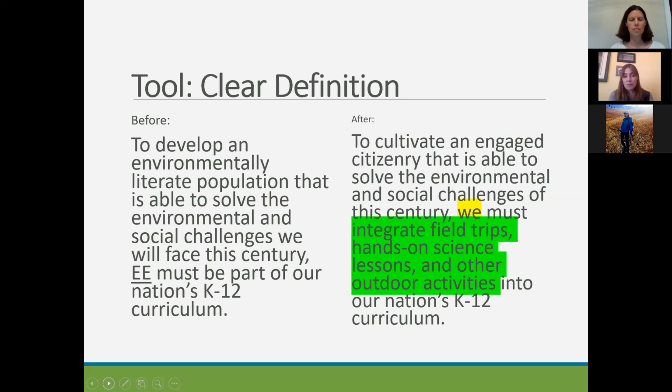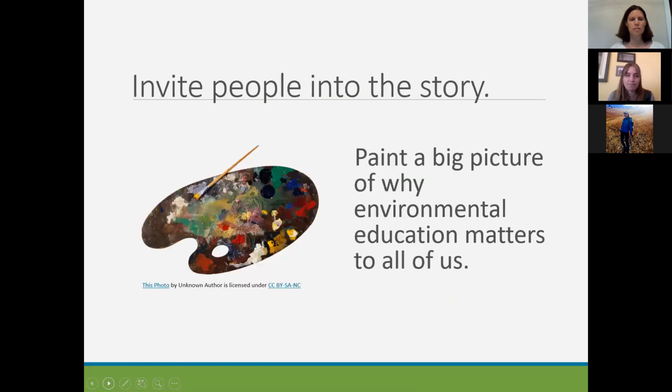So the more that we can make whatever we're talking about in the moment super tangible, the more it's going to help us. You also notice that in the first one, it just makes a statement. EE must be part of our nation's curriculum. In the second one, they really highlighted that we, trying to get back to those scalable solutions that we're all involved in together. We must integrate these things. And so making sure that we're pulling out that type of language.